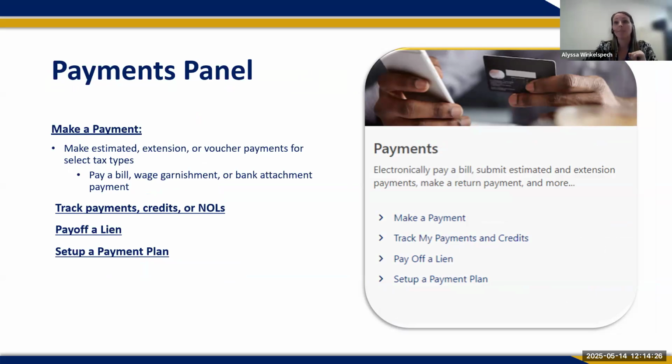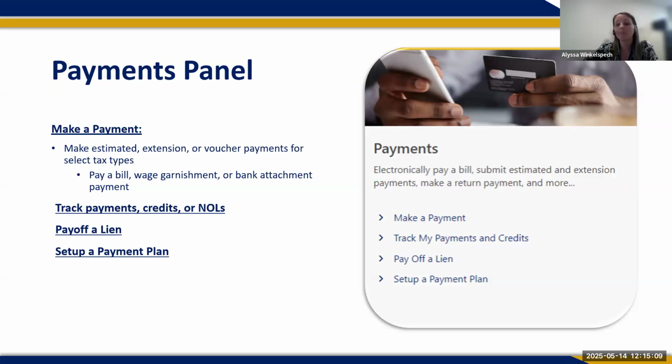So the first hyperlink is make a payment, and this applies usually to our individuals, trust accounts, use tax customers, pass-through entities, or non-resident consolidated accounts, and then some other tobacco license holders. So most commonly, this would be if you are a sole proprietor or an entity filing under your social security number and completing a PA Schedule C, in which case you could use this option to submit an estimated payment, extension payment, or a voucher payment that is due with filing your income tax return.